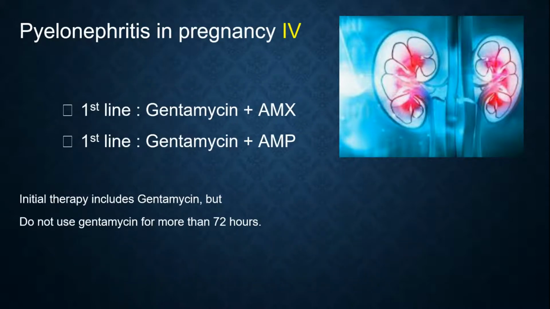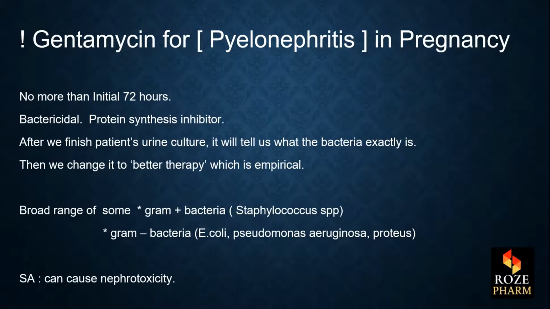Pyelonephritis in pregnancy is treated with IV therapy. So we use gentamicin plus amoxicillin or gentamicin plus ampicillin. Initial therapy includes gentamicin, but note that we do not use gentamicin for more than 72 hours. So note caution for gentamicin.